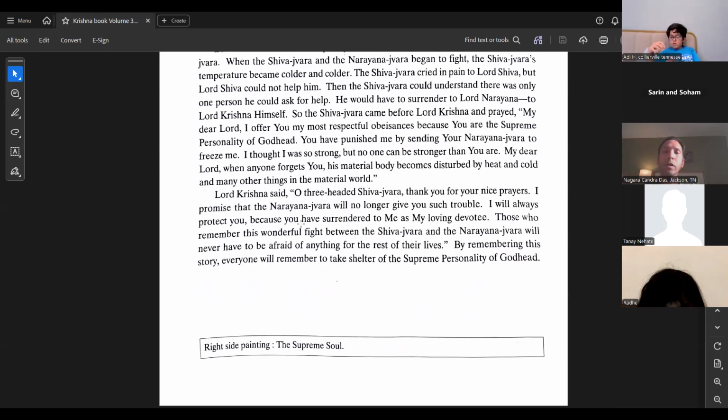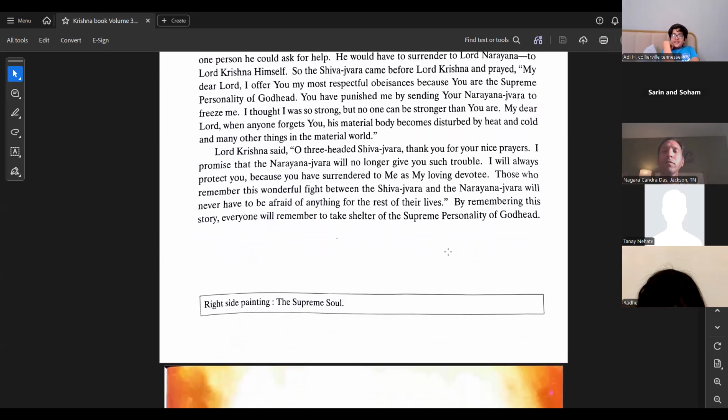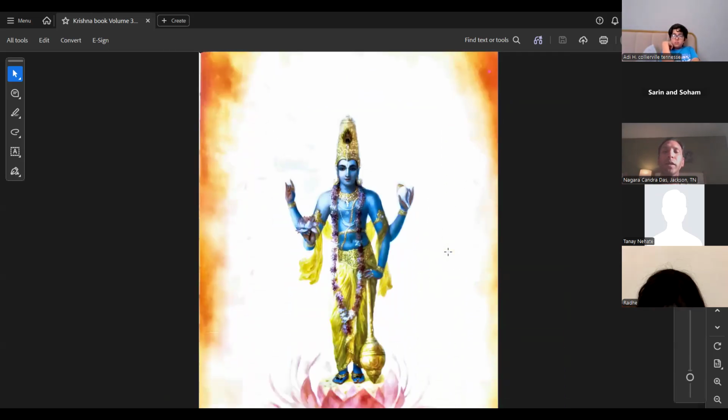I promise you that the Narayan Jwara will no longer give you such trouble. I will always protect you because you have surrendered to me as my loving devotee." Those who remember this wonderful fight between Shiva Jwara and Narayan Jwara will never have to be afraid of anything else for the rest of their lives. By remembering this story, everyone will remember to take shelter of the Supreme Personality of Godhead.